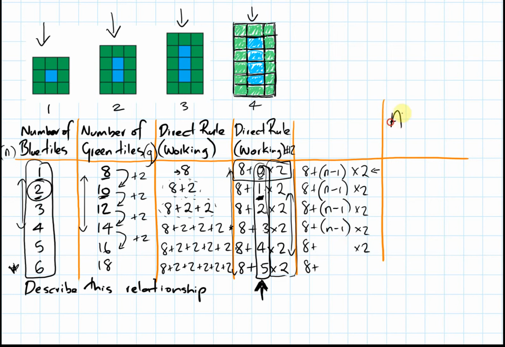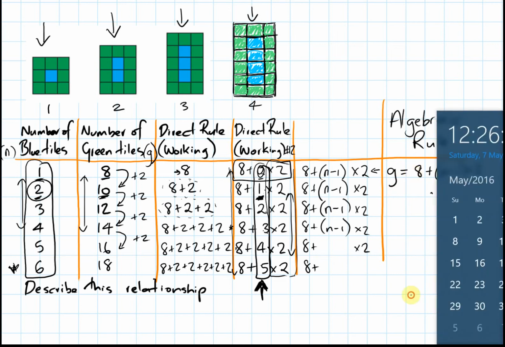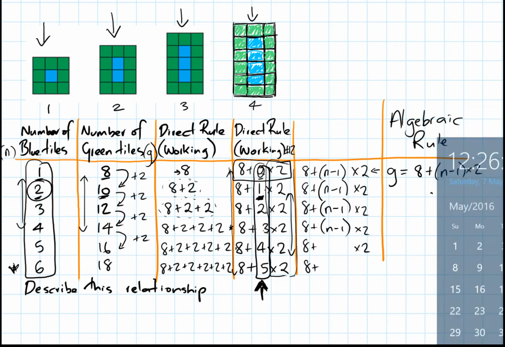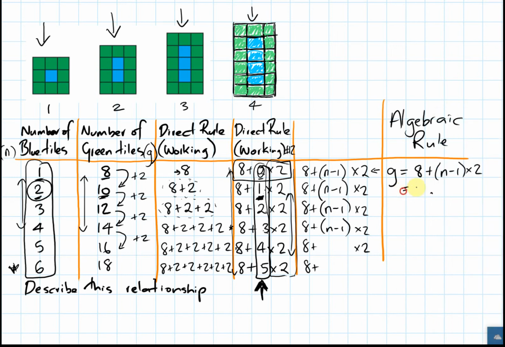So my algebraic rule looks like this: 8 plus N minus 1 times 2. And that gives me the number of green tiles. This can be simplified to 8 plus 2 times N minus 1, because N minus 1 times 2 is the same as it being written like that.